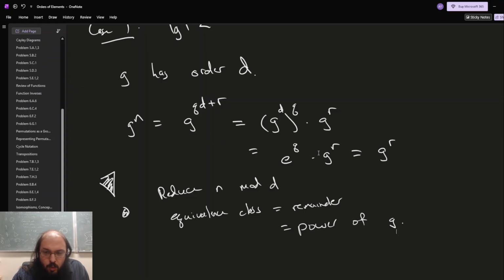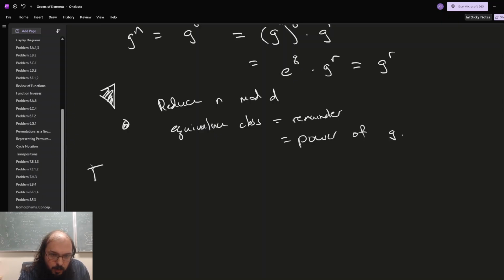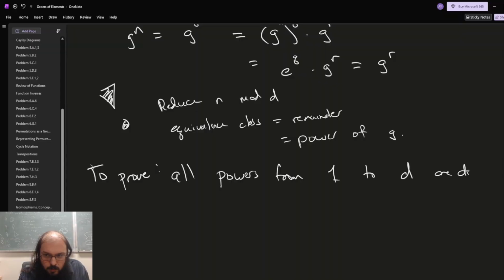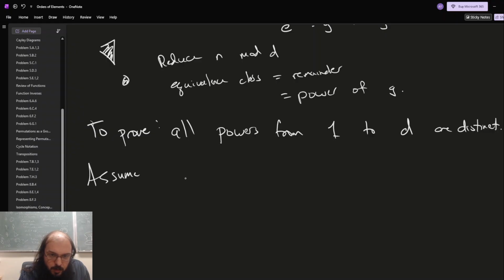So we know then that we can look at the powers from 0 to d minus 1. It remains to prove that they're different. And for this, we do a little proof by contradiction. So assume that we have, let's see, what letters should we use that we haven't used already? How about just a and b? These are less than d, and we need to prove that these are distinct. So we assume that they're equal, that we have two powers which give the same thing.